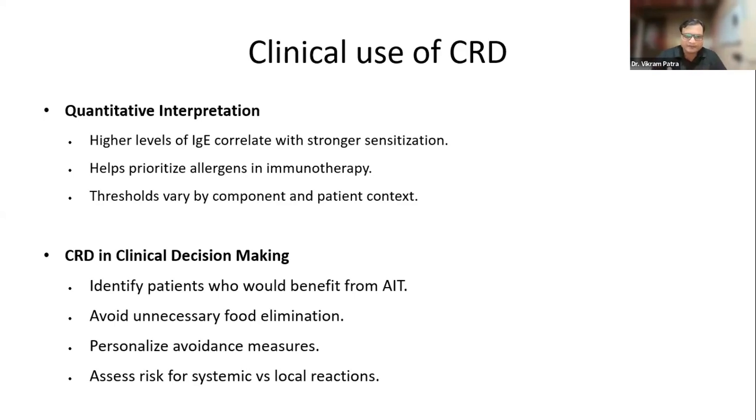So there are various components. If some components are present, the patient may not be likely to respond to AIT, as must have been discussed in the dust mite talk also. The presence of certain components means those patients will not respond to AIT. Then there are various components which can cause minor reactions. By knowing that, we can avoid unnecessary food elimination. Personalized avoidance measures can be advised rather than giving a bucket list.